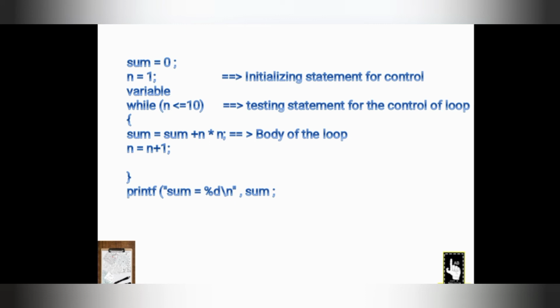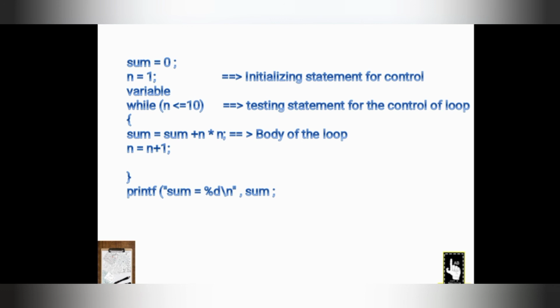Your n will be 1, which means 1 is less than or equal to 10. Yes, it is. So the body of the loop gets executed, and within the body, what is happening to n? n is getting incremented by a value 1. So we are doing n equal to n plus 1. So after the first iteration, or after the loop executed for the first time, the value of n will be 2. So after the 10th iteration, the value of n will be 10.